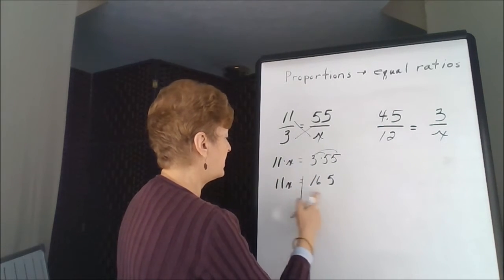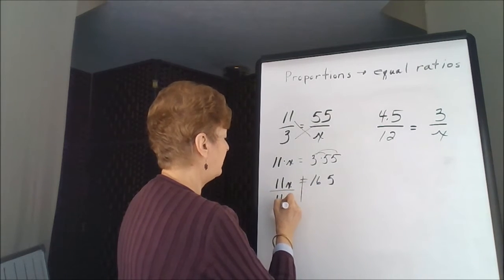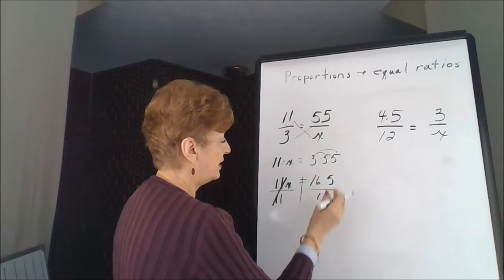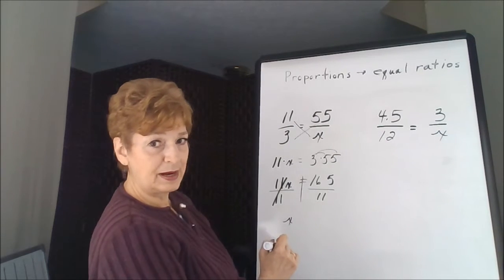Numbers are on both sides of the equation, so I'm going to divide by 11 and divide by 11. This makes my 11 jump to the other side. Now the x is by itself, which is exactly what I want it to be.